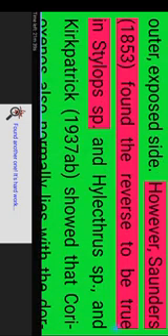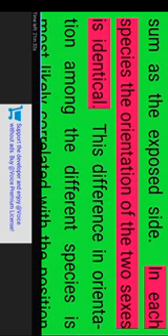In most cases where the orientation of the cephalothorax has been observed, e.g., in Stylops, Xenos and Elenchus, it was found that the side of the cephalothorax in contact with the host body is the dorsum, the venter being the outer, exposed side. However, Saunders 1853 found the reverse to be true in Stylops sp. and Hylecthrus sp., and Kirkpatrick 1937 showed that Coreoxenos also normally lies with the dorsum as the exposed side. In each species the orientation of the 2 sexes is identical.